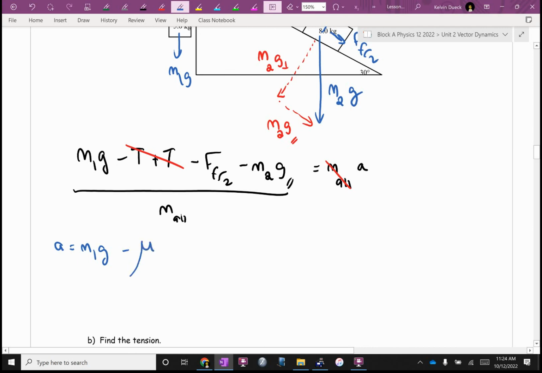I don't know the normal force. Oh, but look, another force the same size as the normal force. I think it's going to be M2G perpendicular. Yes? Which trig function is that one going to be? I think you know. That one, how do you know?